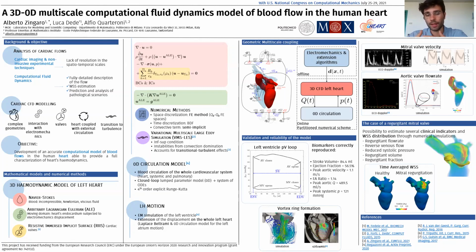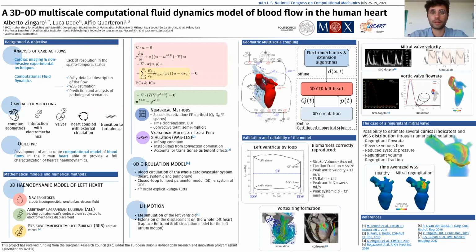left heart. And by comparing our results with data coming from imaging, we show that we correctly catch several biomarkers, such as the PV loop, the stroke volume, the E/A ratio, the peak systemic pressures and flow rates, and so on. We compare with the echo Doppler data also the shape of the aortic valve and mitral valve velocity, and we also predict the formation of a ring-shaped vortex under the mitral valve section.